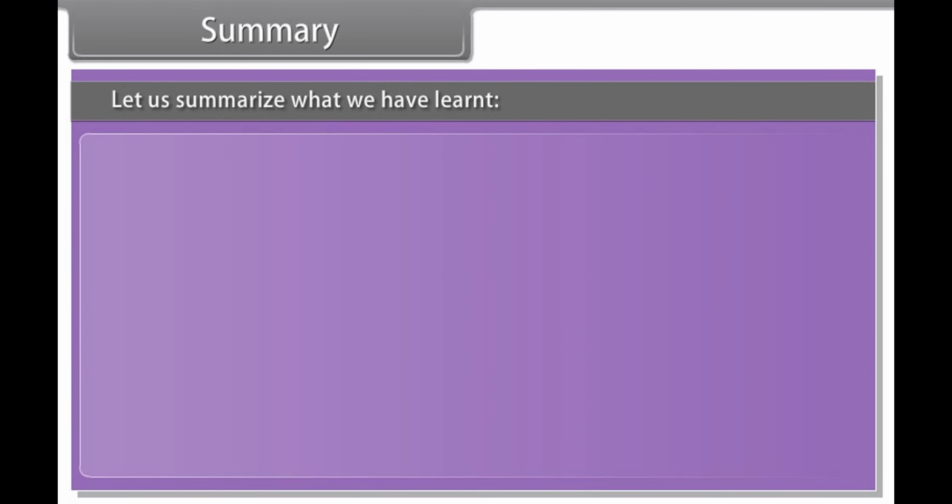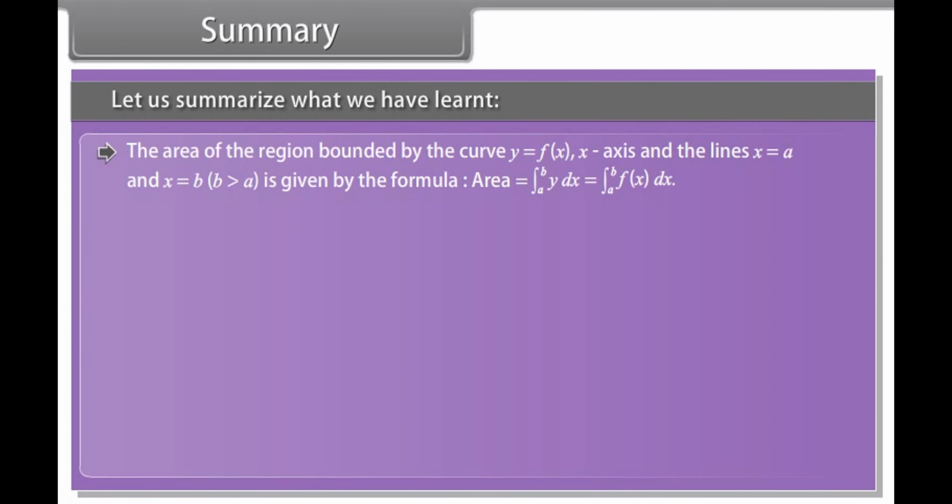Summary. Let us summarize what we have learned. The area of the region bound by the curve y equals f of x, the x-axis, and the lines x equals a and x equals b, where b is greater than a, is given by the formula area is equal to the integral from a to b of y with respect to x equals the integral from a to b of f of x with respect to x.